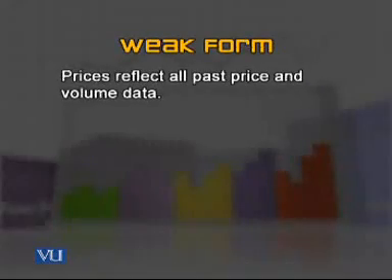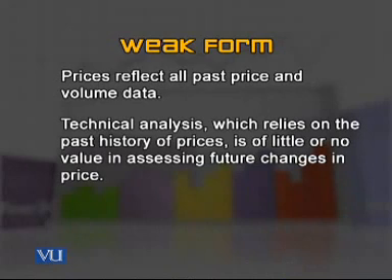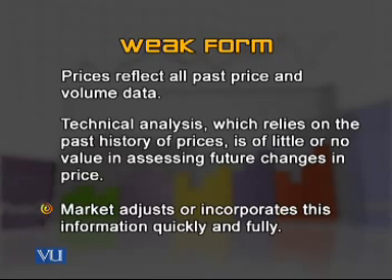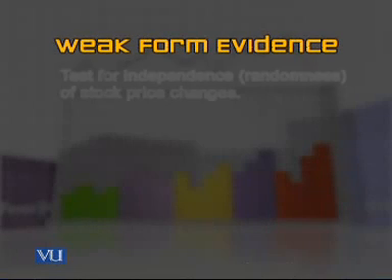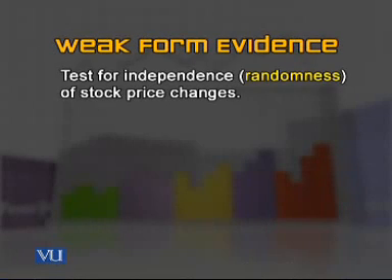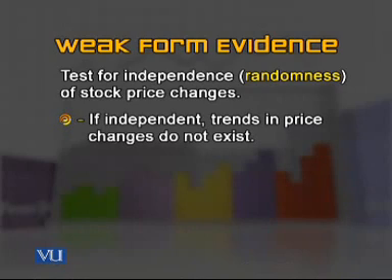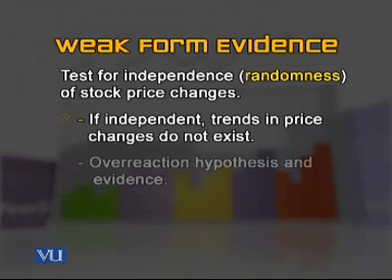So prices reflect all past price and volume data in the weak form. Technical analysis, which relies on the past history of prices, is of little use or no value in assessing future changes in prices. Also, the market adjusts or incorporates this information quickly and fully. This is the weak form we talked about in greater detail in the previous lectures. The evidence is the randomness of stock prices and the way they change. If independent, trends in price changes do not exist.